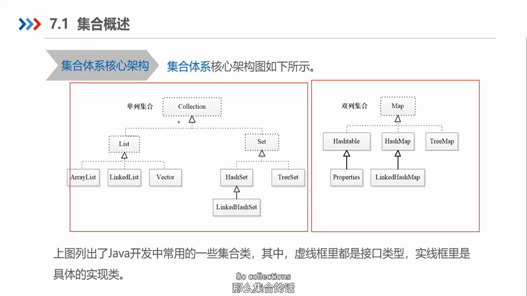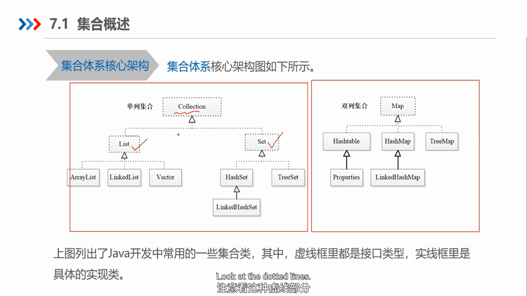So collections have a top-level interface. Take Collection, for example. There are two sub-interfaces below it, but it's not just two. There's more than one, and the main ones are the List and Set interfaces. Under List, there's ArrayList, LinkedList and Vector.